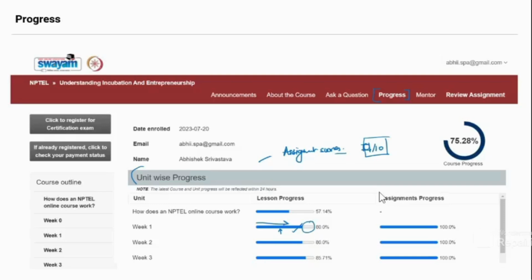Now another thing which is very, very critical here is that every assignment can be submitted multiple number of times. Anybody would like to tell what does it mean? What do you mean by this?